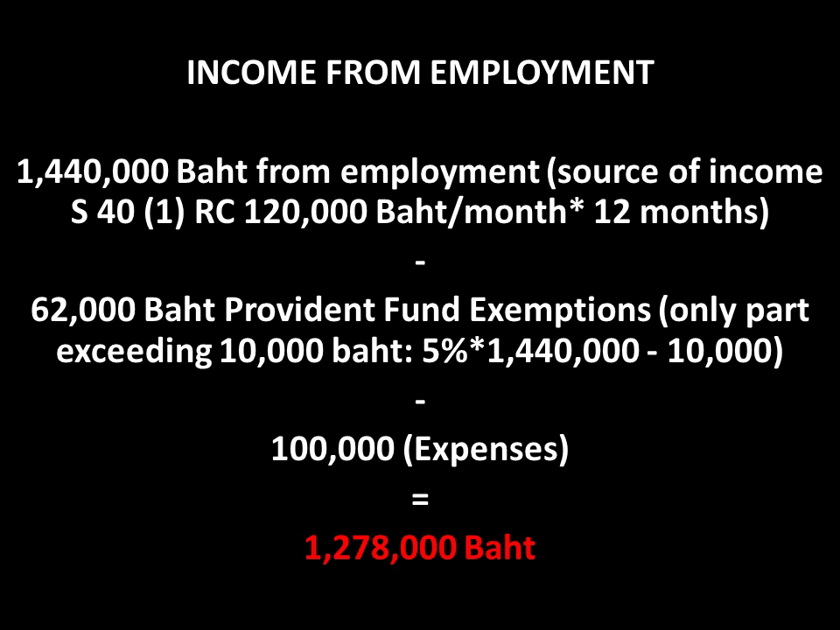You deduct exemptions, which in this case are the provident fund. For provident fund, you only need to declare the part exceeding 10,000 baht as an exemption. So provident fund must be calculated two times. The part exceeding 10,000 baht will be an exemption. The first 10,000 baht will be calculated later as an allowance. So this is a special rule which applies to provident fund. In this case, the total of provident fund is 72,000 baht, but as an exemption, you only have to deduct 62,000 baht.